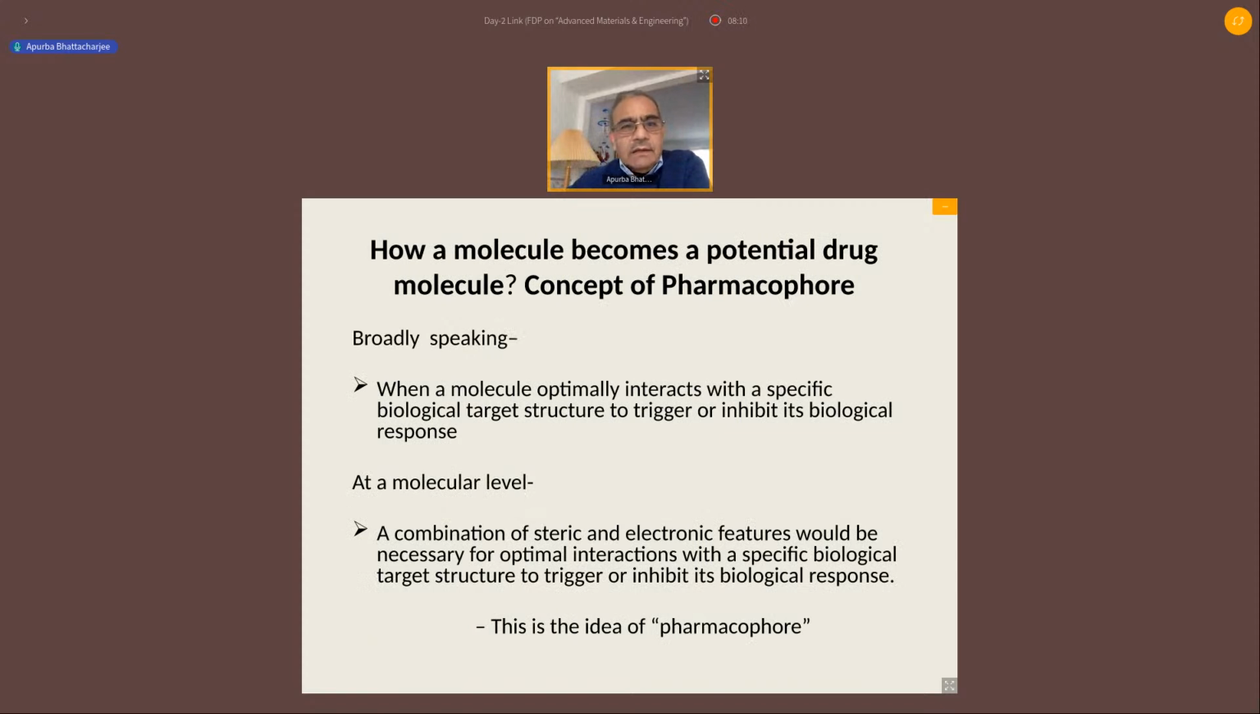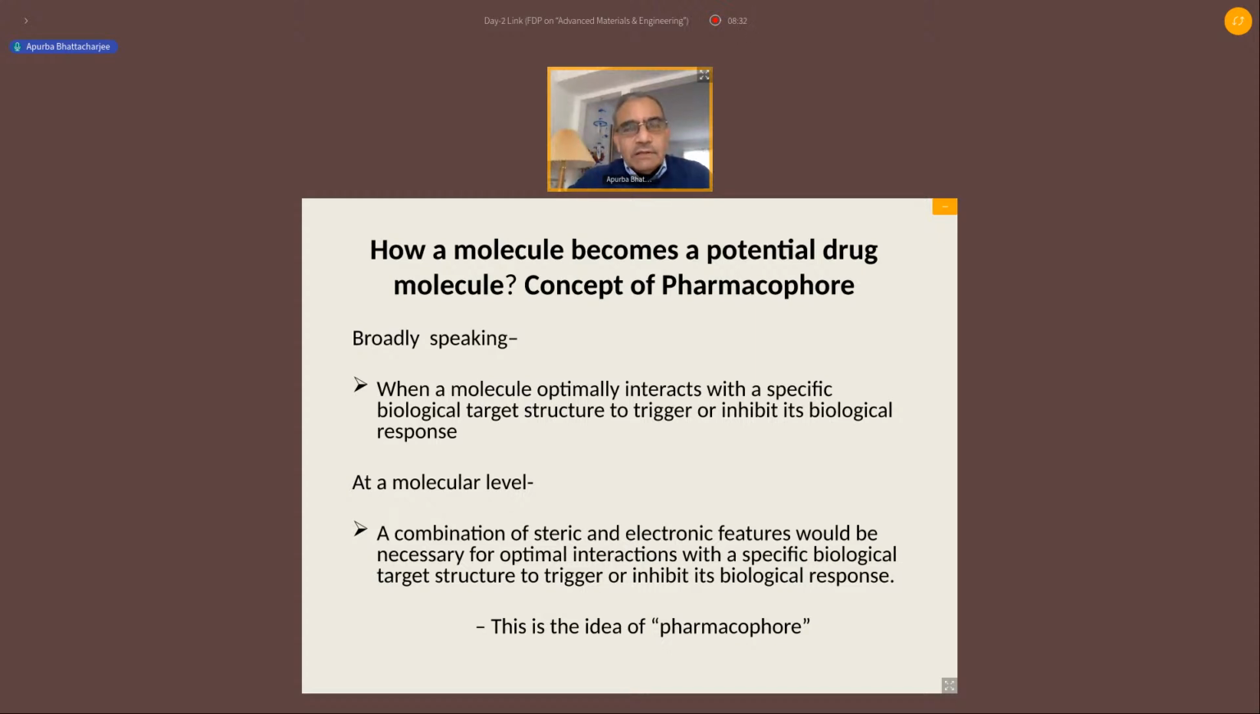Okay, now let's go back to pharmacophore modeling and see what the basic concept of a pharmacophore is, and then we'll see how it can be very quickly applied for down selection of compounds. Now, we know when a molecule can be a drug molecule.